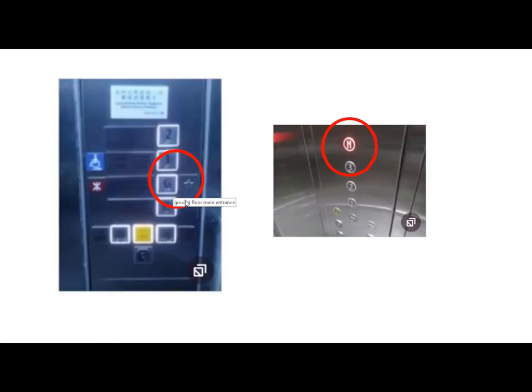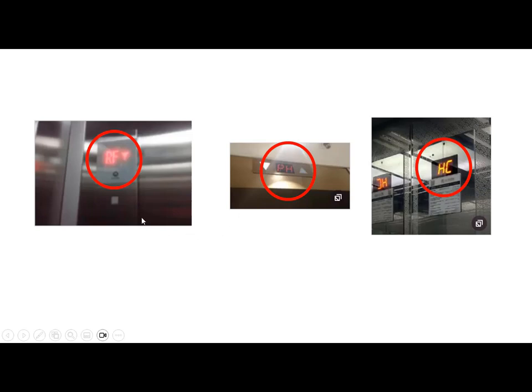Here we have a capital G with a star, and then when we go with the mouse, we find that this is ground floor main entrance. For the capital M, if we don't know what it means, we go with the mouse and we find that M denotes mezzanine. Here we have RF. RF is roof floor, and PH is penthouse, and HC is health club.